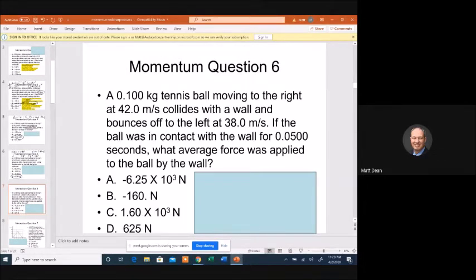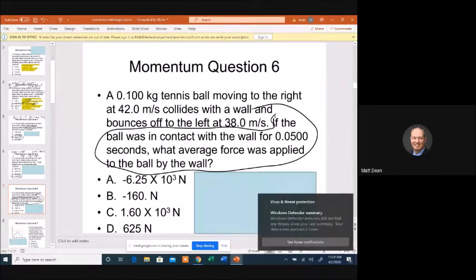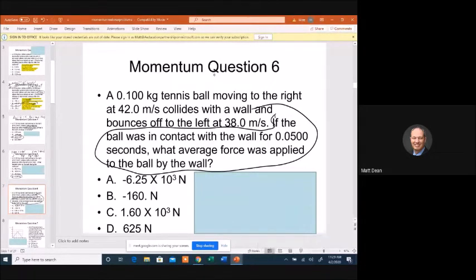All right, here's a continuation of that same problem. Notice all the numbers are the same, but this part of the question has been added. So if the ball was in contact with the wall for 0.05 seconds, what average force was applied to the ball by the wall? So remember that impulse, J, equals F delta T.